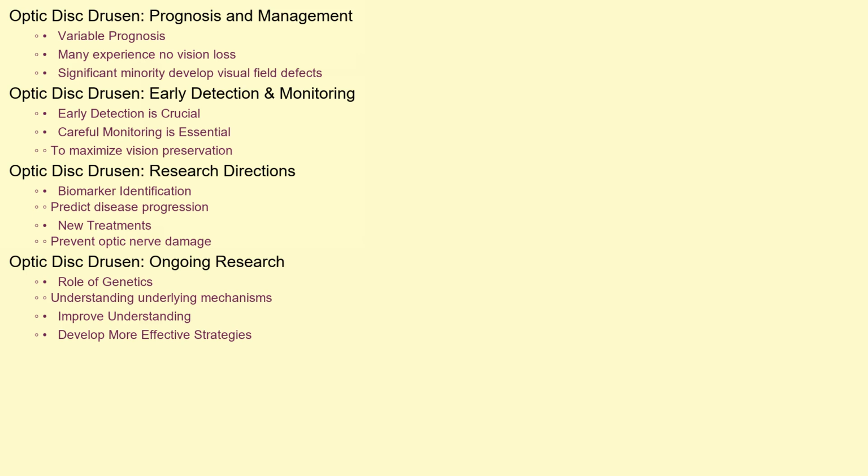Recent research is focused on identifying biomarkers that can predict disease progression and developing new treatments to prevent optic nerve damage. Researchers are also exploring the potential role of genetics in understanding the underlying mechanisms of optic disc drusen. Ongoing studies are crucial to improving our understanding of this condition and developing more effective strategies for managing it.